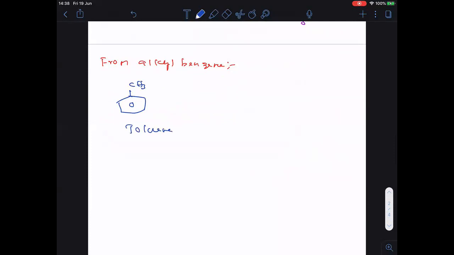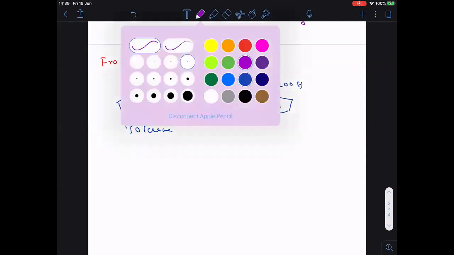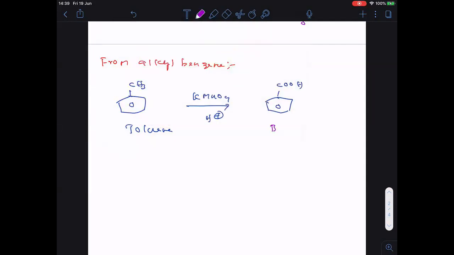Clear? So when toluene undergoes oxidation with a strong oxidizing agent like KMnO4 in acidic medium, then the acid formed is this one. This is the acid formed. So what is the name of this acid? Remember everyone, this acid is said to be benzoic acid.